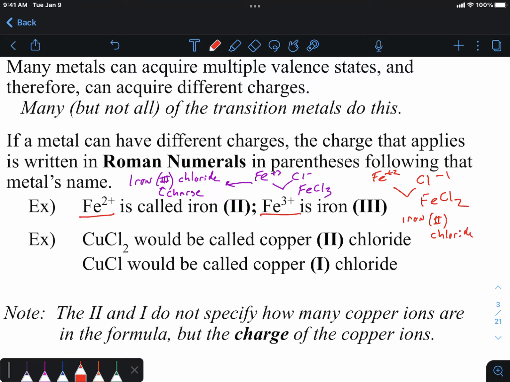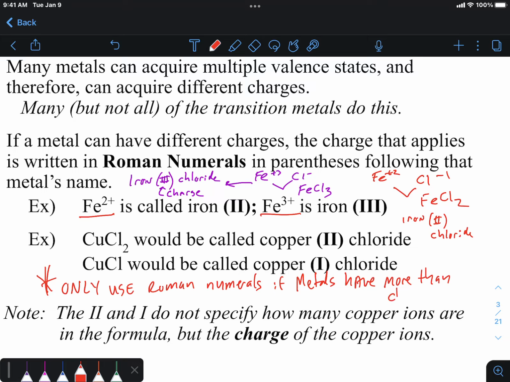Here's a little rule, though, that people tend to forget. It's an important rule because it'll determine whether you get a name right or wrong. You only use the Roman numerals if the metals have more than one charge. Okay, circle that, highlight it, very important. So Roman numerals should not be used all the time, is my point.